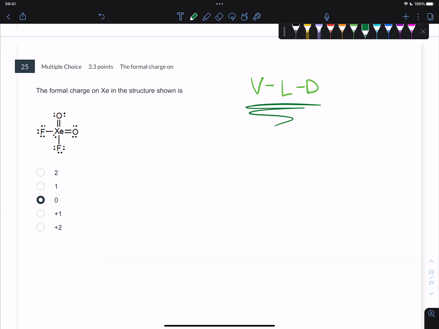Valence for xenon is 8. Minus the lines touching xenon: 1, 2, 3, 4, 5, 6. Minus the dots: 1, 2. There's a formal charge on that xenon of 0. Perfect. Now, if you were asked to determine the formal charge on anything, just make sure you know how many valence electrons it has.